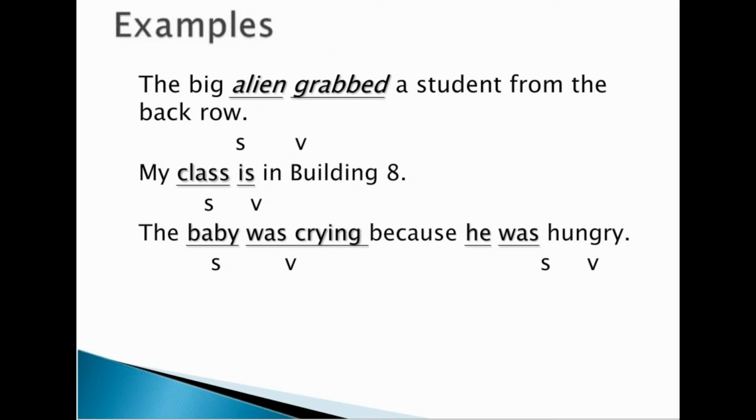The big alien grabbed a student from the back row. The verb grabbed. Who grabbed a student? The alien. Alien is the subject. Verb is grabbed. We have one subject and one verb.